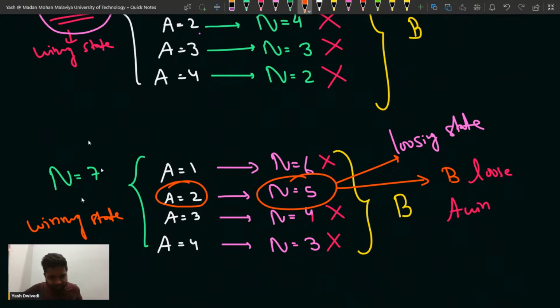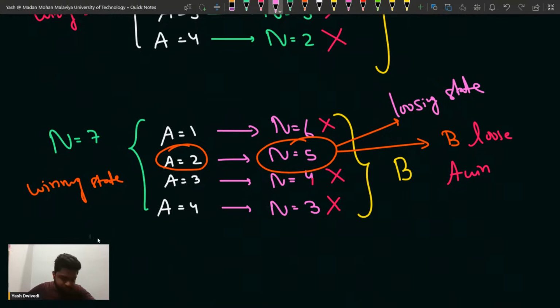Right. So for n is equal to 7, A can take 2. So the player who starts with n is equal to 7 will win. That is why it is known as a winning state. You can get for 7, yeah. For 7, which part is not clear?